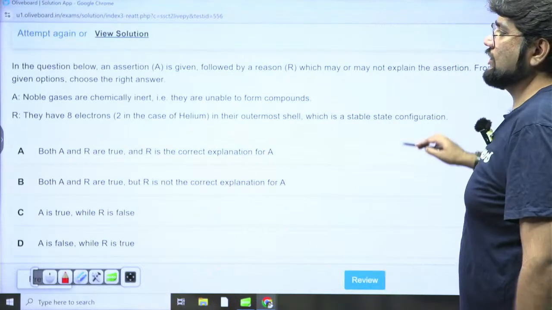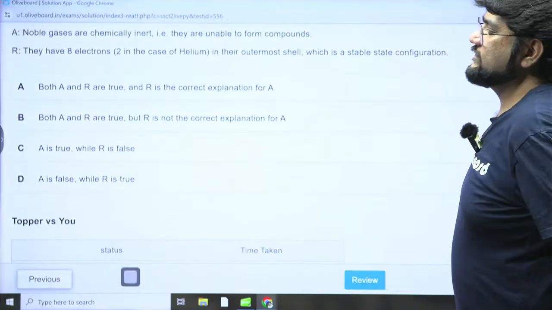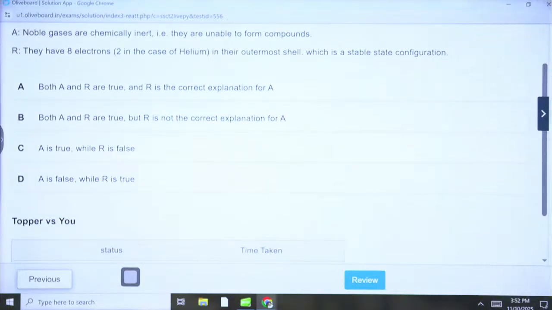Otherwise, it's not difficult. Assertion reason. Assertion says noble gases are chemically inert.